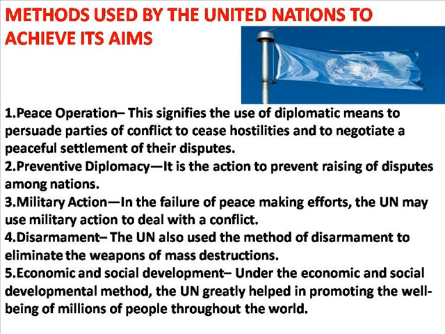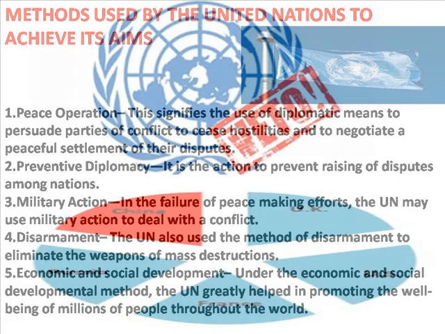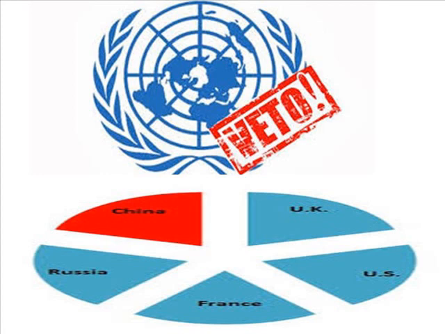Number 3, military action. In the failure of peacemaking efforts, the UN may use military action to deal with a conflict. Fourth, disarmament. The UN also uses the method of disarmament to eliminate weapons of mass destruction. Fifth, economic and social development. Under the economic and social developmental methods, the UN greatly helped in promoting the well-being of millions of people throughout the world. Next topic is veto power.